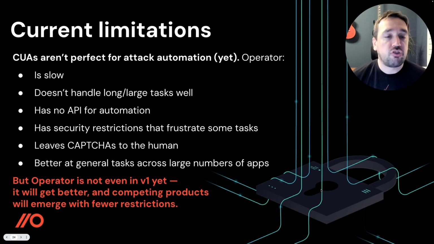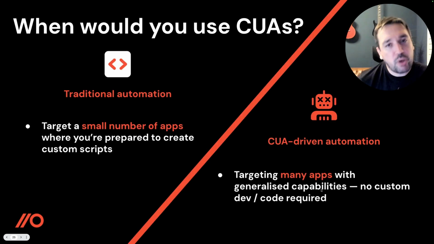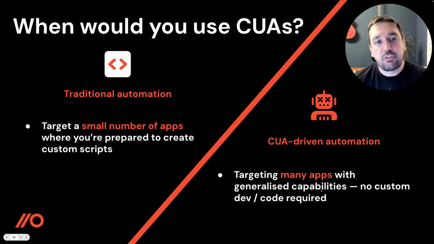Think how much LLMs in general have evolved over the last 2 years. So what we're seeing now is just the beginning. So really, I guess the question right now is, when would you use CUAs for attack?